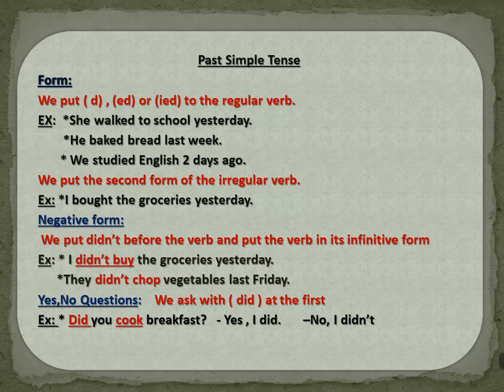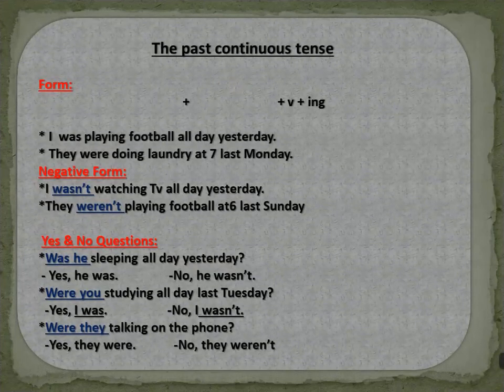We noticed that when we put didn't, the verb comes in its infinitive form. They didn't chop vegetables last Friday. We didn't chop vegetables last Friday. Yes, no question. We ask with did at the first. Did you cook breakfast? Yes, I did. Or no, I didn't.